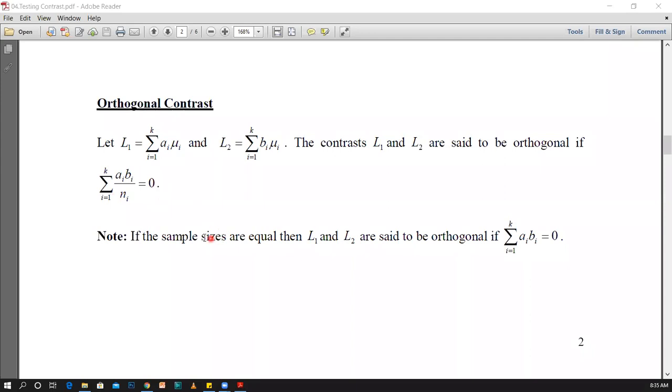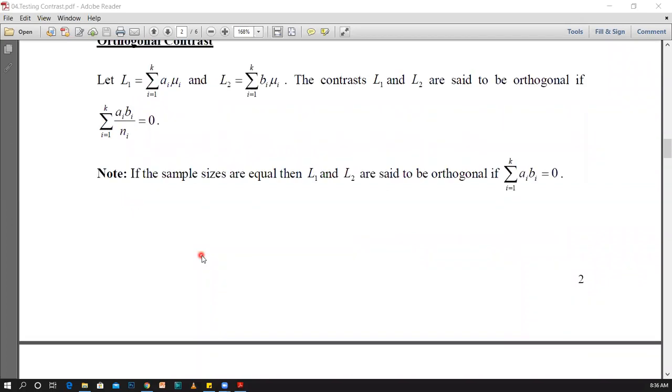But if the sample sizes are equal, then we can say that L1 and L2 are orthogonal contrasts if the summation of ai times bi equals 0. It is because if the sample sizes are equal, we can take the ni out, so it has no meaning here. Therefore, rather than making the equation complex, you can use this simple equation to check whether the contrasts are orthogonal or not.